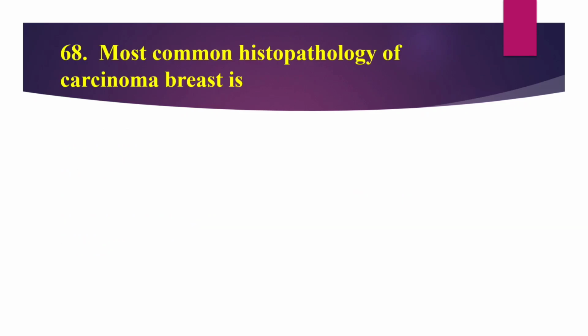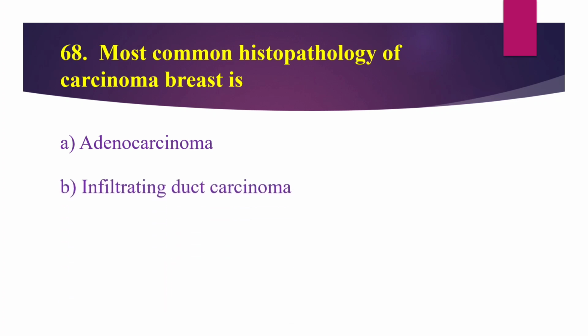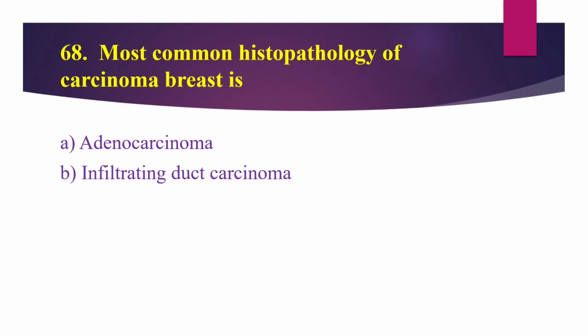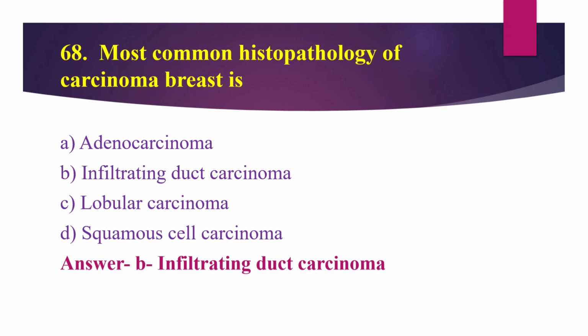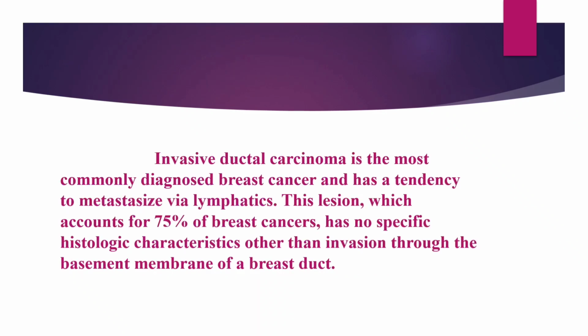Moving on to the next question, question number 68. Most common histopathology of carcinoma breast is option A adenocarcinoma, option B infiltrating duct carcinoma, option C lobular carcinoma, and option D squamous cell carcinoma. The answer is option B infiltrating duct carcinoma. Now let's see the explanation.